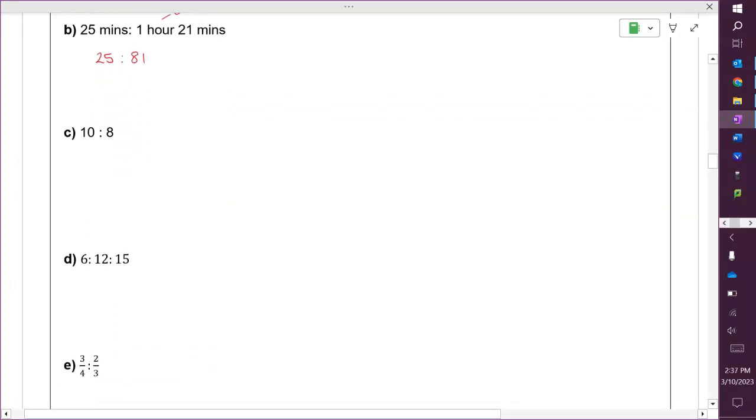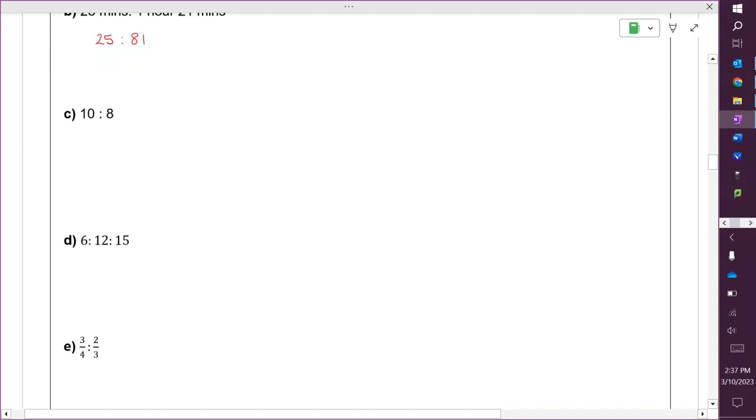When we get to example C, it's a little bit different. What we're doing here is thinking, I have 10 and 8. What number can I divide evenly into both of those to make them smaller? I can divide both of these by 2. If I divide 10 by 2, I get 5. If I divide 8 by 2, I get 4. Now that's as simple as we can make that one.